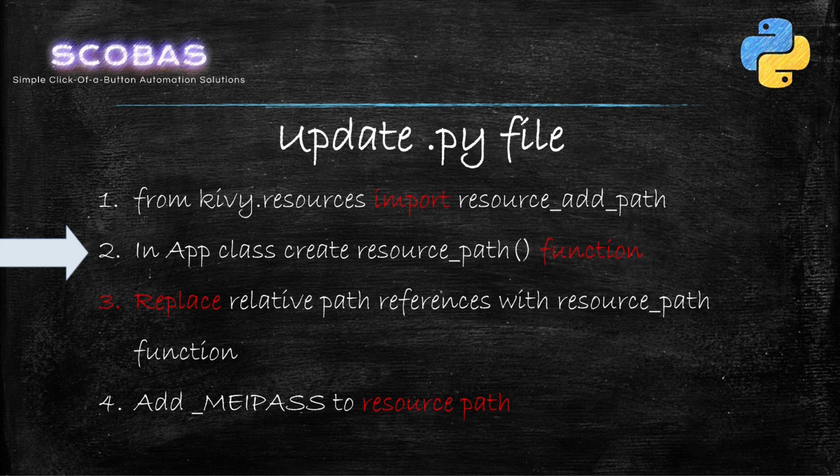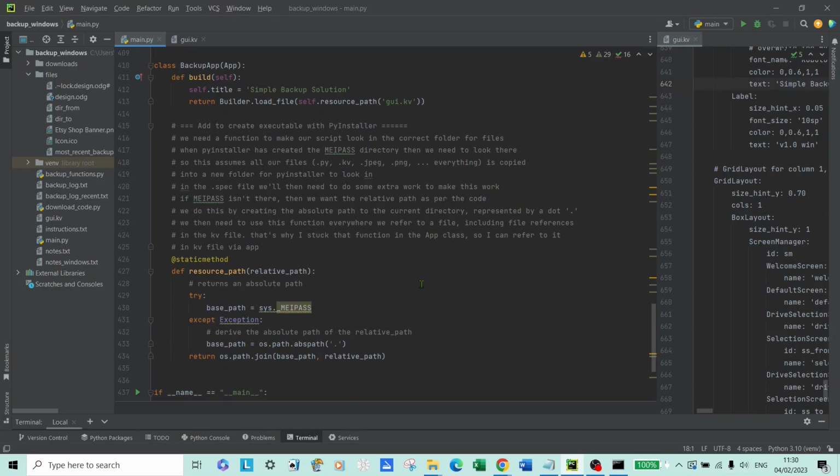The second point was to create a function resource_path in the app class. So this is my app class, and this is maybe a good time to explain things in a little bit more detail about what it is that we're doing. So this resource path function, that's here. We'll come back to that in a second. But I've written some blurb here about what is actually happening.